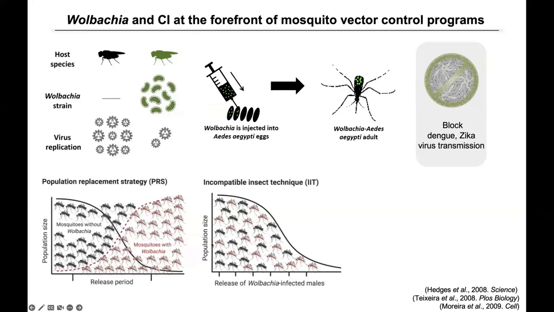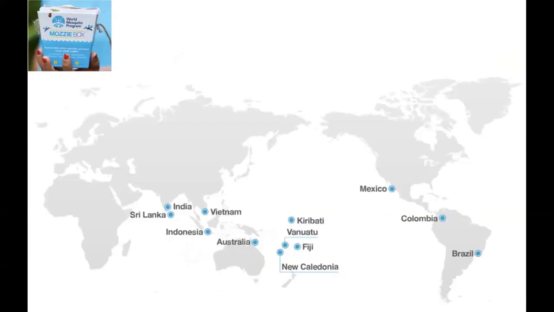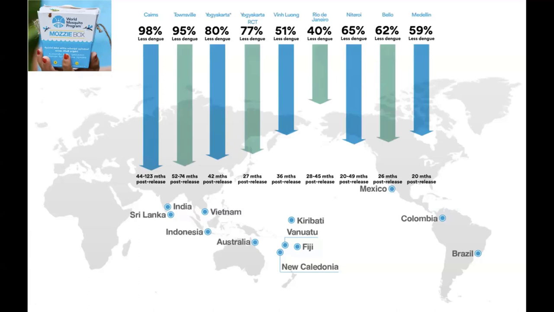Another technique is the incompatible insect technique, where you release only Wolbachia-infected males. Due to CI, when these males mate with uninfected females in the wild, it leads to embryonic lethality, which means you are basically crashing the population. These technologies are being used by various organizations, mainly the World Mosquito Program, Mosquito Mate in Kentucky, and Verily from California. The World Mosquito Program, in particular, has released a lot of mosquitoes that they rear with Wolbachia all across the globe. For now, they are targeting countries that are infested with dengue viruses, more than 10 at the moment. And over the time of release and monitoring, they have found that dengue cases have been reduced significantly.